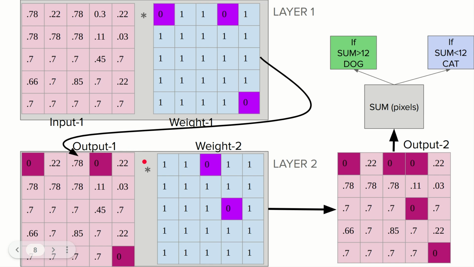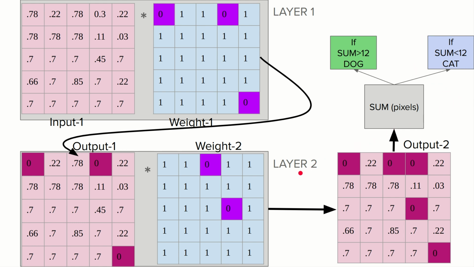Now we have one more matrix, which is the weight 2 matrix. The weight 2 matrix is different from the weight 1 matrix, and it is also mutable, having the same properties as the weight 1 matrix. What we'll be doing now is taking the element-wise matrix multiplication of output 1 with the weight 2 matrix to get an output 2 matrix. We can take the sum of pixels of this output 2 matrix, and if the sum is greater than the threshold, we say it is a dog. If the sum is less than the threshold, then we say that it is a cat.